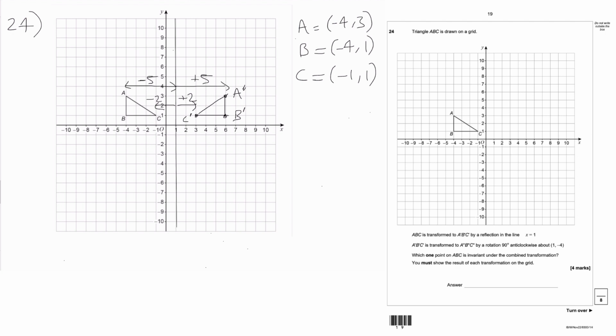And I'm just going to get rid of some of these annotations to clear it up a bit. So the next thing we need to do is perform a transformation on A prime, B prime, C prime with an anti-clockwise 90-degree rotation about the point 1, -4. So let's just plot this point 1, -4.